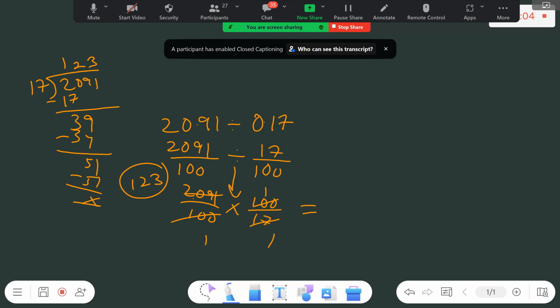Vedraj, did you understand? 123. Understood how to do this? By converting into fraction, you can then easily do it. Or you know how to divide decimal numbers within division of decimal numbers? Okay.